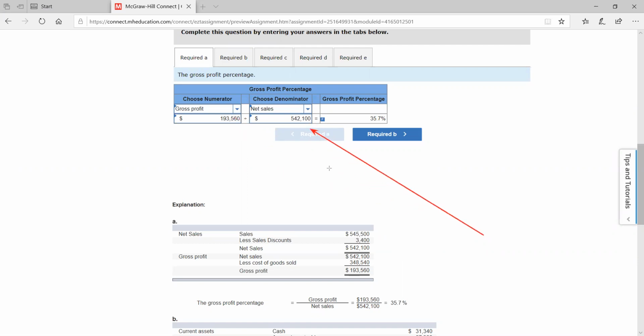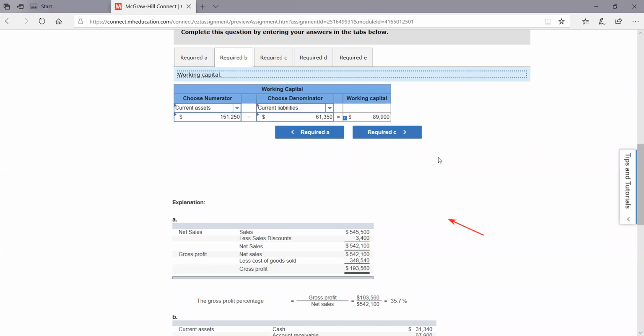The gross profit percentage is when you take your gross profit and you divide that by your net sales. So if gross profit is 193,560, divide that by your net sales. That's going to be about 35%. That's where they're going to get this one right here. 35.7 is what they want you to plug in. Let's check out the next one. They want the working capital.